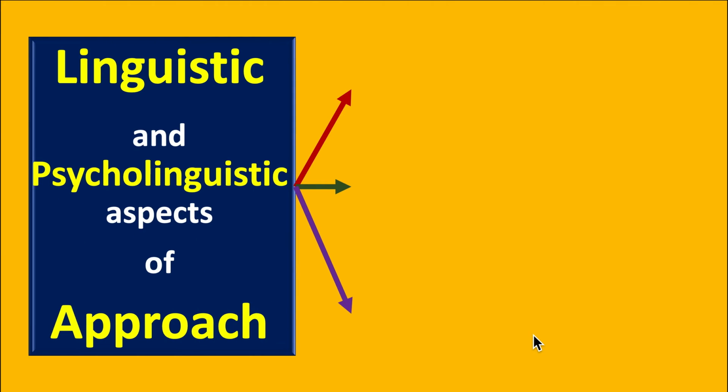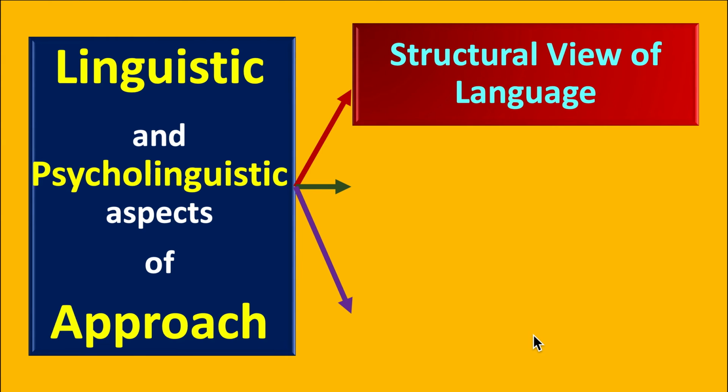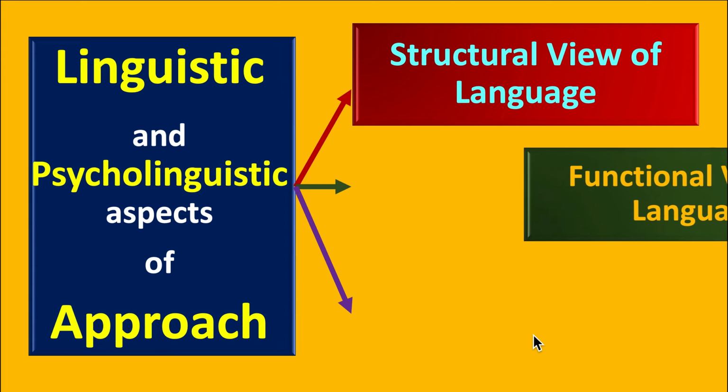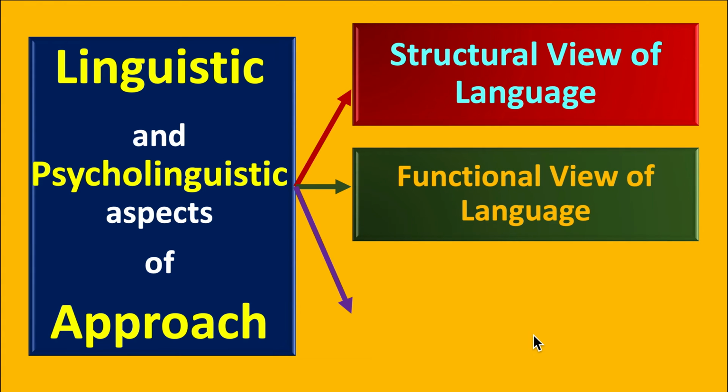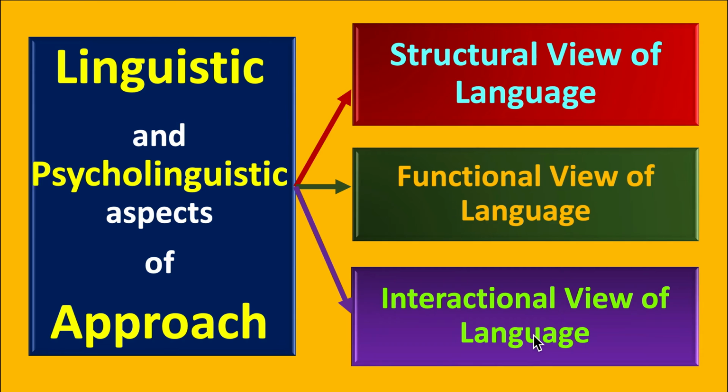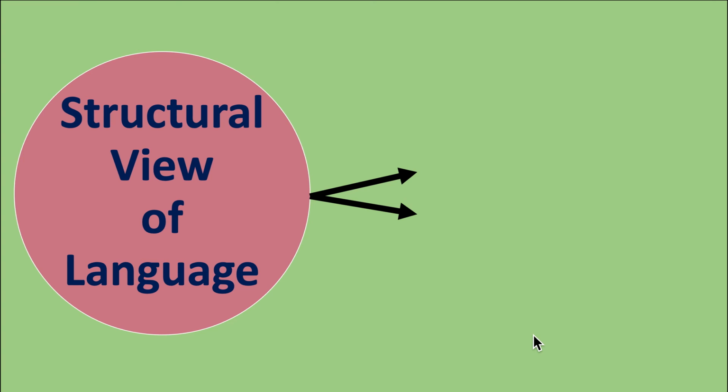And these linguistic and psycholinguistic aspects of approach will give you three different views of language. The first is the structural view of language, the second is the functional view of language, and the third is the interactional view of language. Now, let's come to know what a structural view of language is.